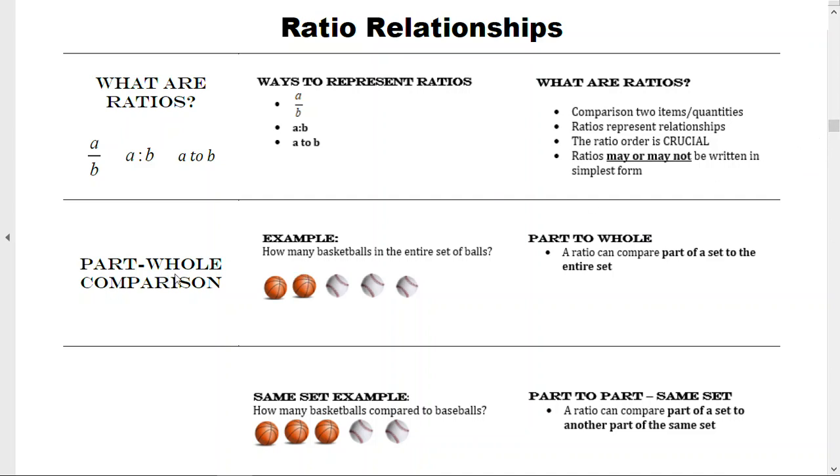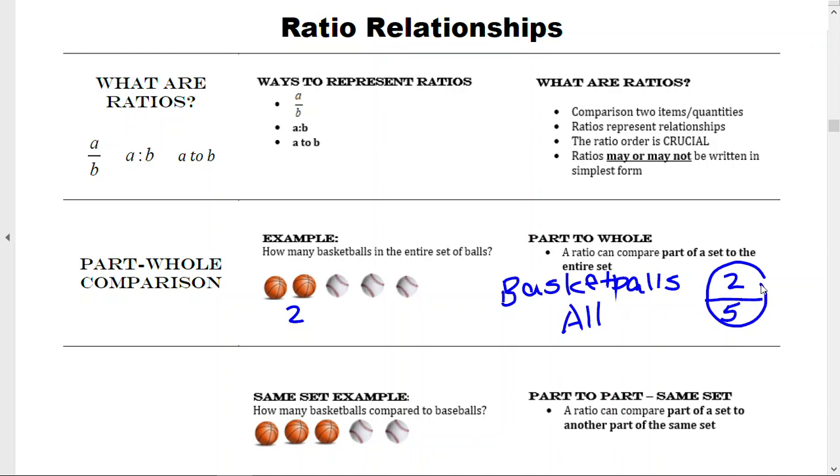So if we talk about a part to whole comparison, we have this set right here of basketballs and baseballs. And it says how many basketballs are in the entire set. Well, how many basketballs are there? Well, there's 2 basketballs to the entire set. So a ratio can compare part of the set to an entire set. So this is a part to whole. So it's basketballs to all of the balls. And basketballs is 2 to all of them, which is 5. And that does not simplify, so the ratio for this one would just be 2/5.